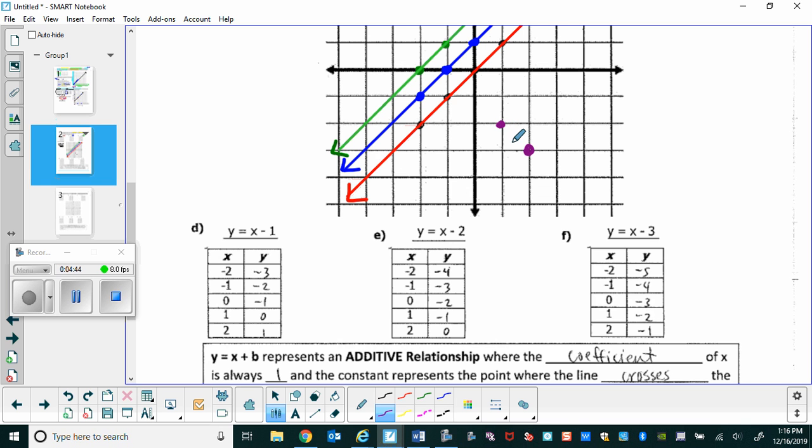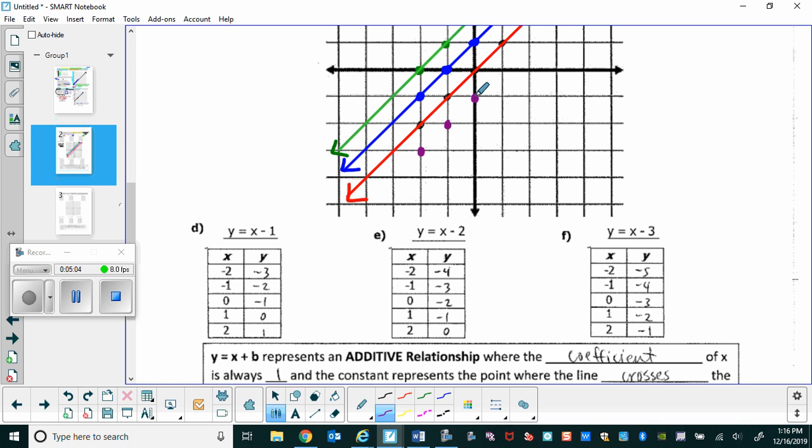Or, excuse me, I'm going the wrong way. I didn't catch that. I should be going back 2, down 3. So sorry about that. From the origin, I'm going back 2, down 3, and that's going to be right here. All right, then I need to go back 1, down 2. So back 1, down 2.